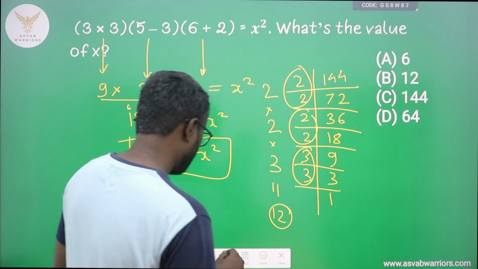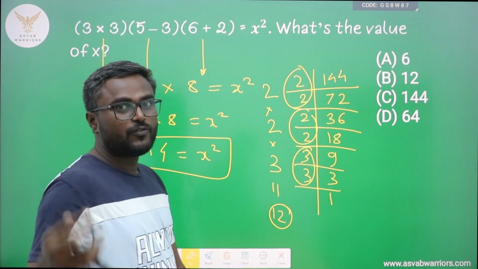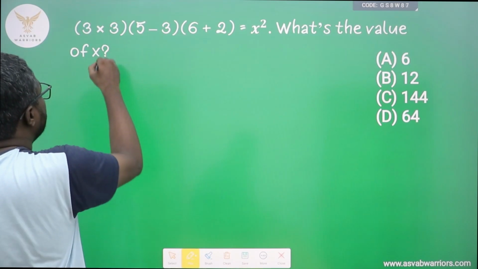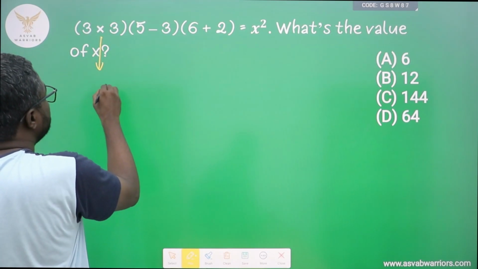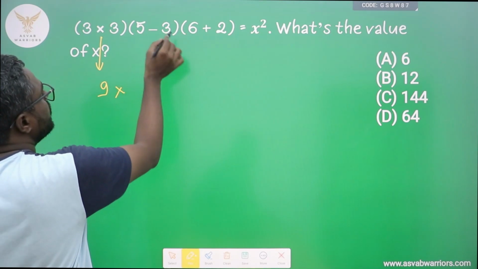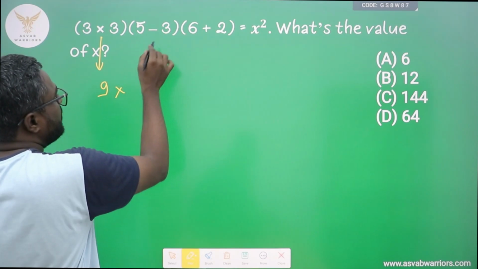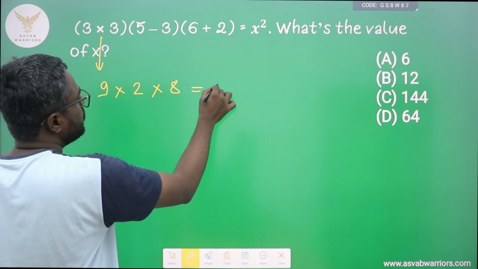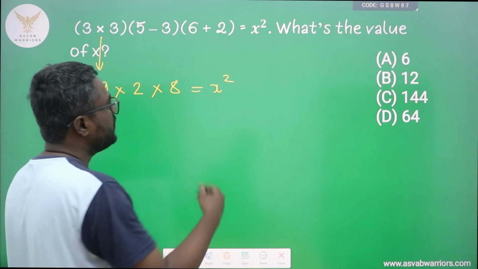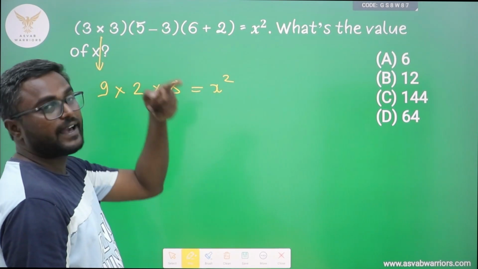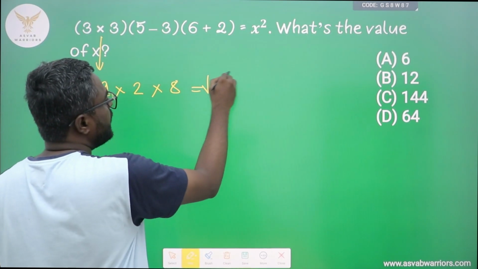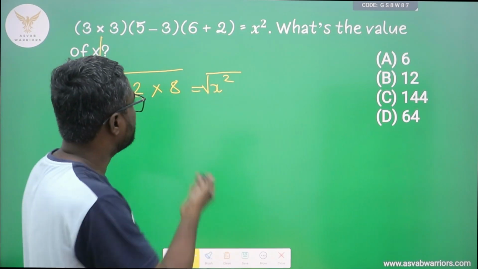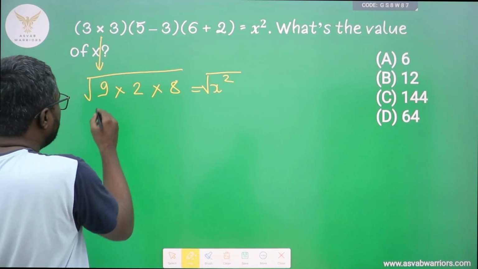Now, as you know, square root means we need to find a pair. So another way of doing it is, let's do it this way now. So 3 times 3 is 9 times 5 minus 3 is nothing but 2 times 6 plus 2 is nothing but 8, equals x square. Now as we know, we have to find the value of x only. So what we will do? Taking square root on both the sides. And then I am going to find the prime factors of all these numbers.